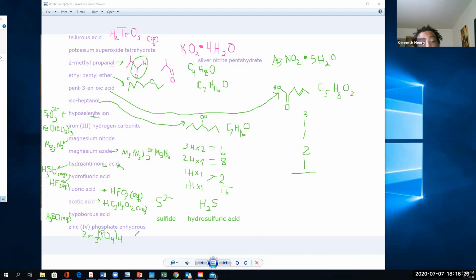But if I ask you for the equation, if you're going from zinc phosphate hexahydrate to zinc phosphate anhydrous, write the chemical equation, then you put the water in there. If I ask you for the chemical equation, that means everything, so you need to put that in there. But if I just ask you for the chemical compound or the chemical formula, then all you need to do is just put that chemical formula. You guys get that?